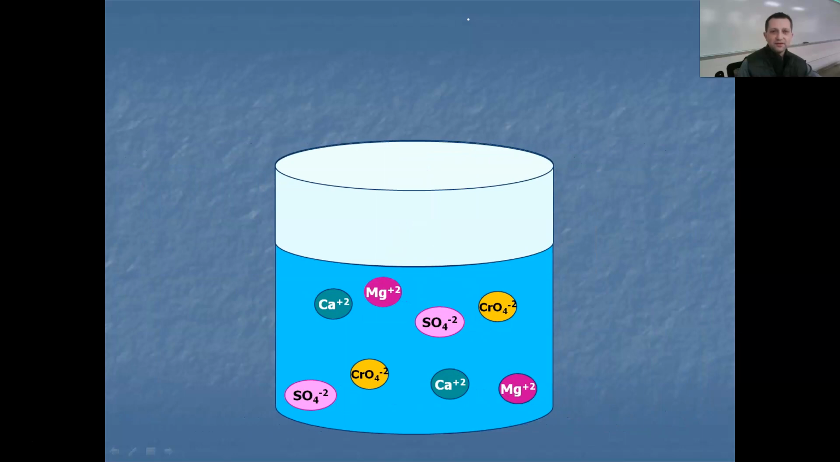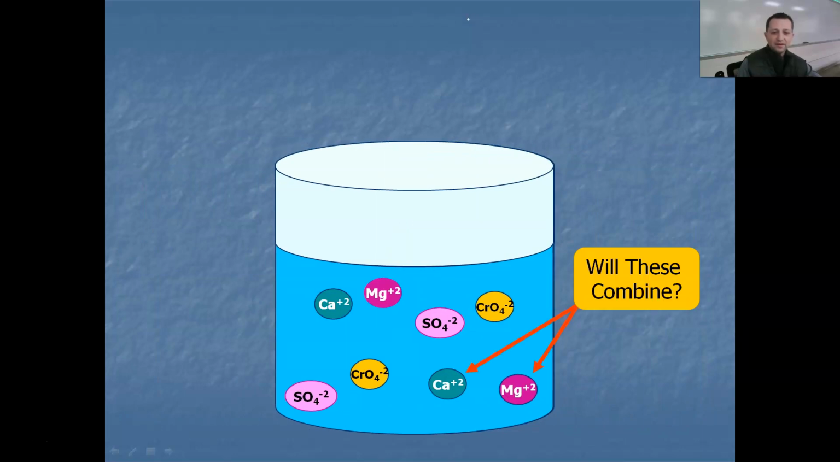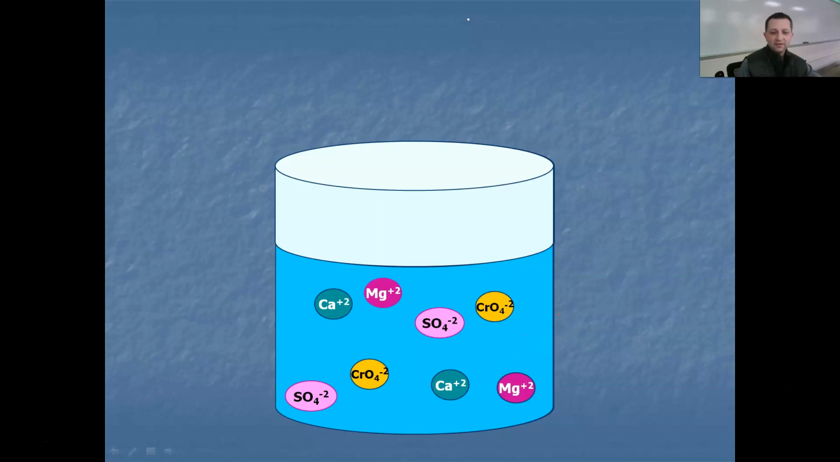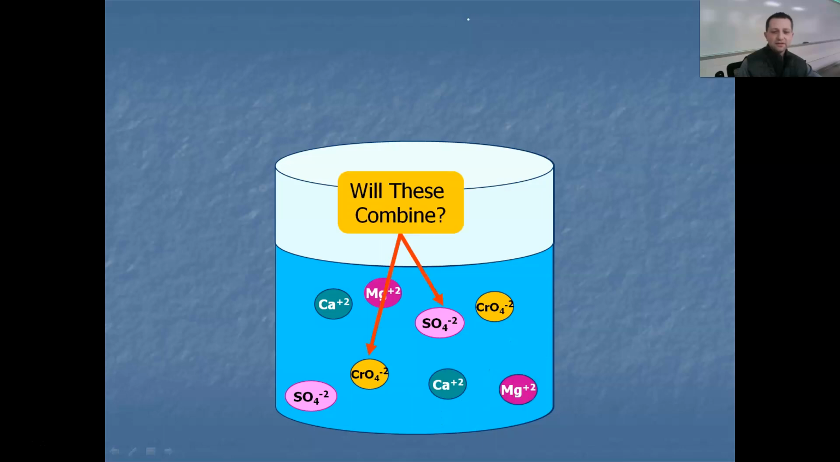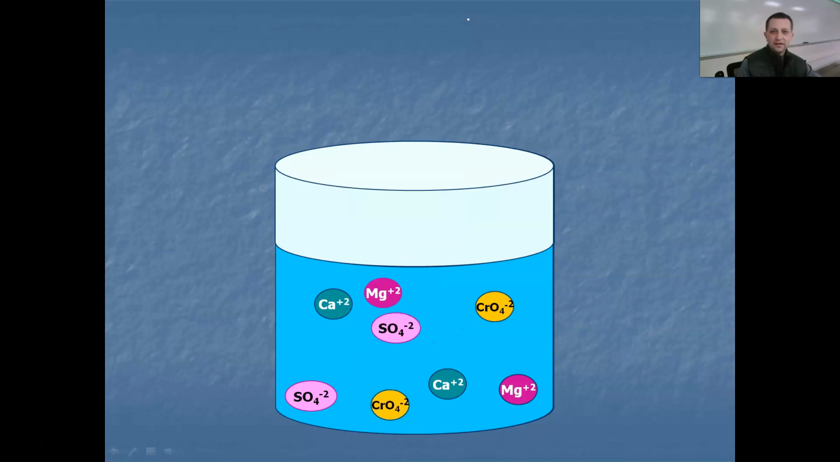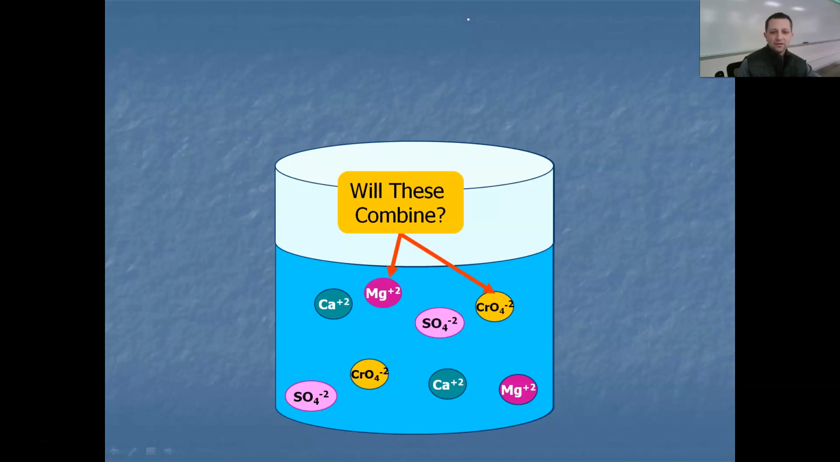Okay, let's go through our list again. Let's see if we could have calcium and magnesium combined. They're both +2s, not going to happen. Let's go through and find some other combinations. Let's look at chromate and sulfate. They're both -2s, not a chance. Next option, magnesium and chromate. This looks good, right? Opposites do attract. Looks like this would occur.